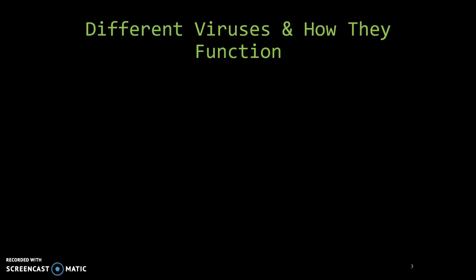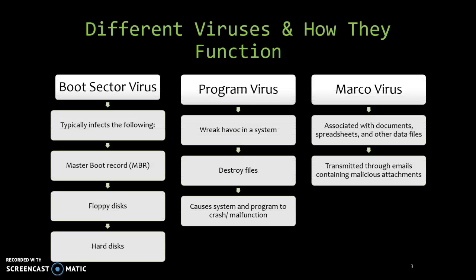Here are some different viruses and how they function. The first one is a boot sector virus. Typically infects the following: master boot record, floppy disks, and hard disks. The second one is a program virus. They wreak havoc in a system, destroy files, and cause system and program to crash and malfunction. And the third one we have is a macro virus, associated with documents, spreadsheets, and other data files. And they're also transmitted through emails containing malicious attachments.